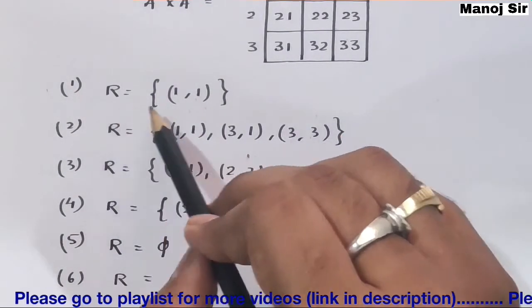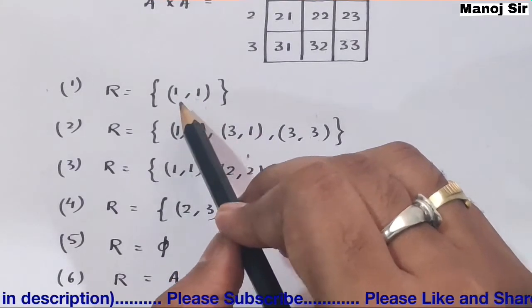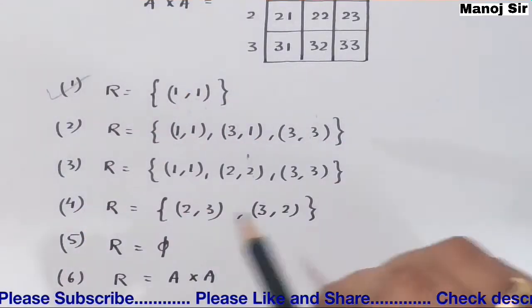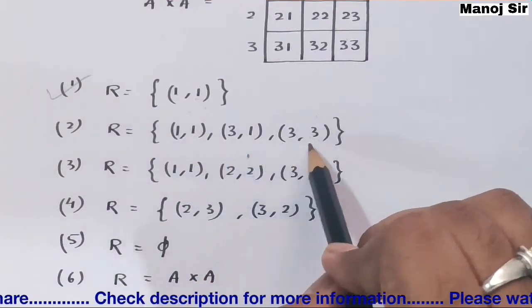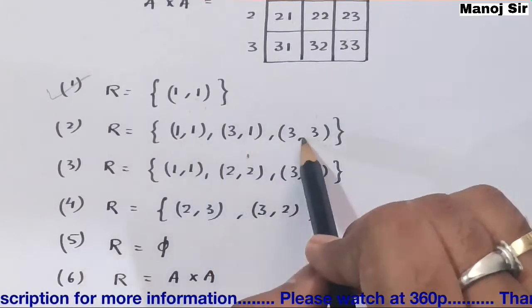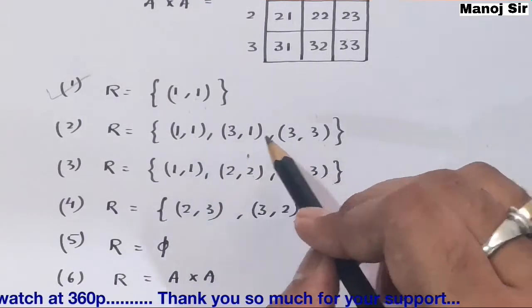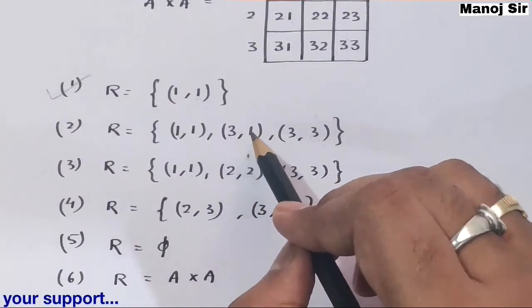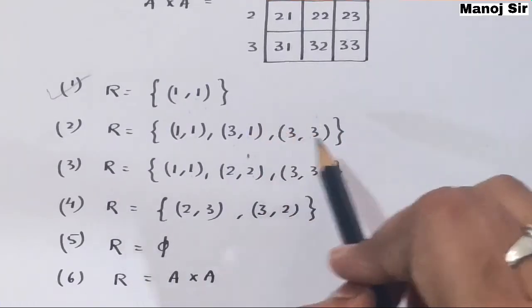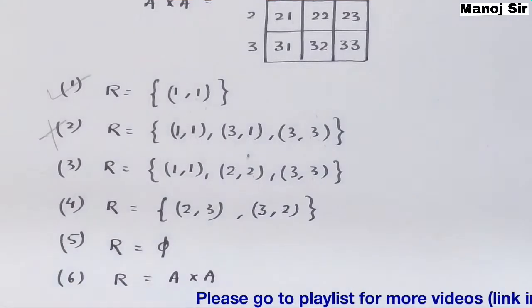Let's say you have this relation, that is {(1,1)}. Now (1,1) is itself symmetric, so this is a symmetric relation. Now coming to the second relation, that has (1,1), (3,1), (3,3). These two pairs, (1,1) and (3,3), are self-symmetric, so it's okay. But for the pair (3,1), there is no such pair (1,3). So this relation is not a symmetric relation.